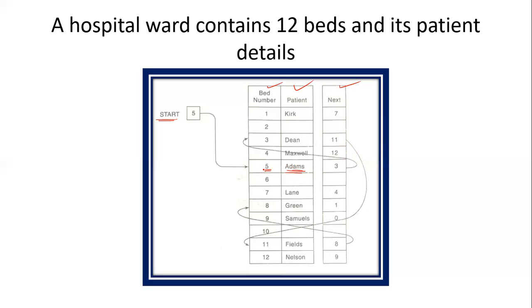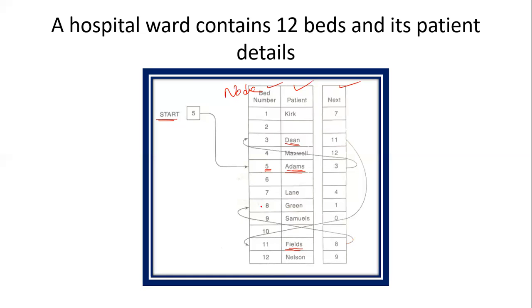We can consider this one to be a node. Node 5 says Adam is the information and 3 is the next node. So next, the link is given here. In 3, there is a patient called Dean, and the next patient will be 7. The next patient will be 11. In 11, we have Fields.